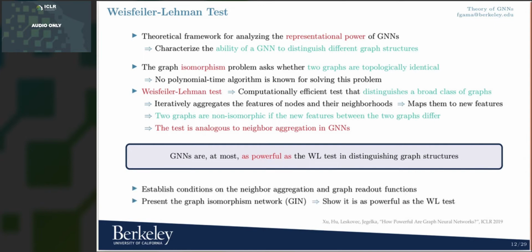In particular, the authors established the conditions on the neighbor aggregation and graph readout functions for them to be as powerful as the WL test. And they present a novel architecture, the Graph Isomorphism Network, GIN, which is then proved to be as powerful as the WL test. Therefore, the authors conclude that if we use GINs, we would obtain a maximally powerful architecture that is able to distinguish the same class of graphs that the WL test can.